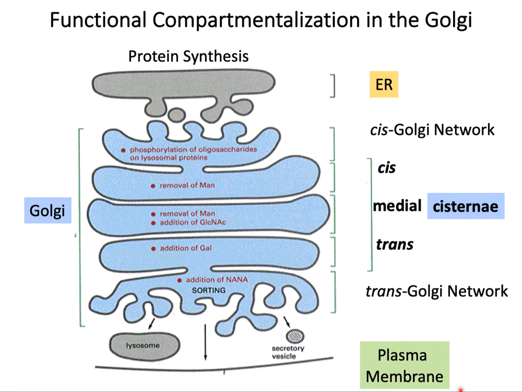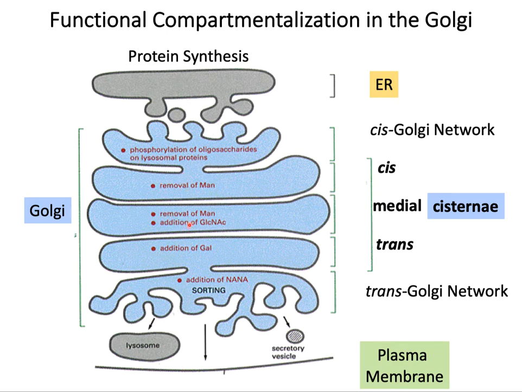So what is really interesting is that all these biochemical reactions, all of these removals of sugars and the addition of sugars, are compartmentalized in the Golgi. So only certain reactions happen in certain Golgi stacks. So you have the removal of mannose in the cis cisterna or the cis stack, addition of some sugars in the medial stack, addition of some of the sialic acids in the very trans region of the Golgi. So this really gives you an idea why the Golgi is structured the way it is.